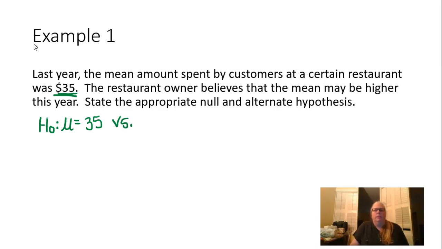versus the alternate hypothesis. Now we want to say how we think the mean has changed. So the restaurant owner believes that the mean may be higher, and so our alternate hypothesis is going to be that the mean is higher or greater than $35.